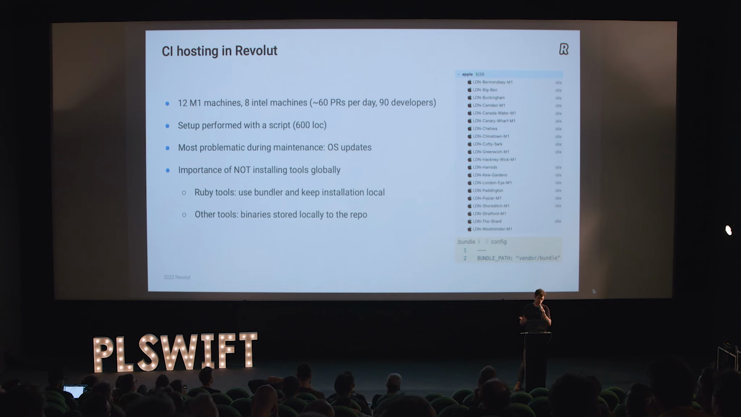How can you do that? If you're using Ruby, use Bundler and install locally in the repository. You can do that by configuring the bundle path, which is what you see on the bottom right. If you're running other tools, try to get binaries from them and store these binaries locally in the repository and run them. So either you commit them in a submodule or you download them from the cloud and run them, but don't install them globally, neither on the developer machines nor the CI machines, because I don't want to find some weird tool in my machine suddenly when I'm running the Revolut project.